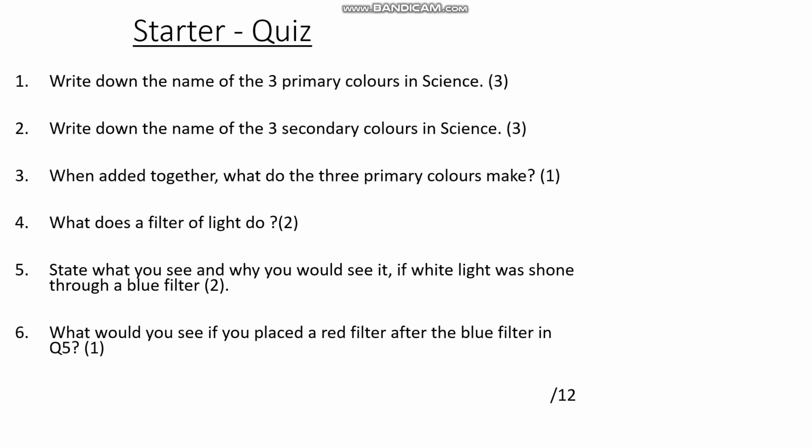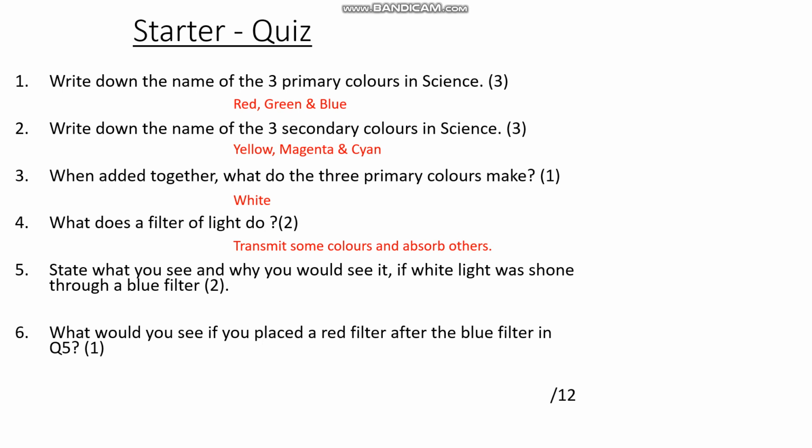3 primary colours are of course red, green and blue. 2 primary colours mixed together make a secondary colour, and those 3 secondary colours are yellow, magenta and cyan. When we add the 3 primary colours together we get white. A filter absorbs some colours and transmits others.